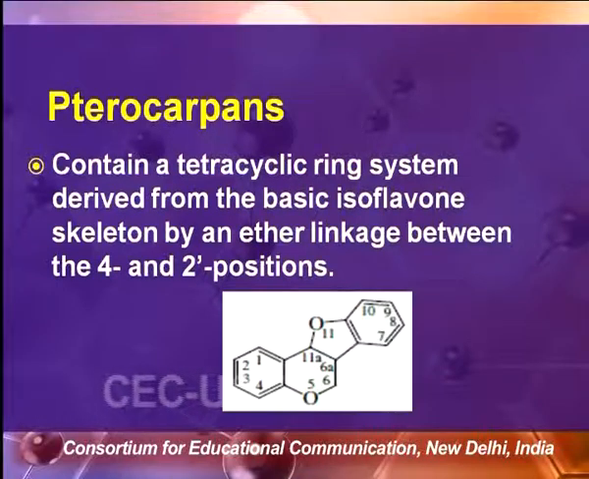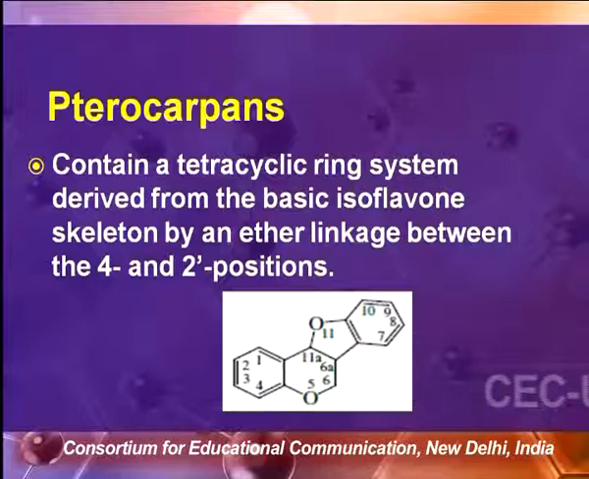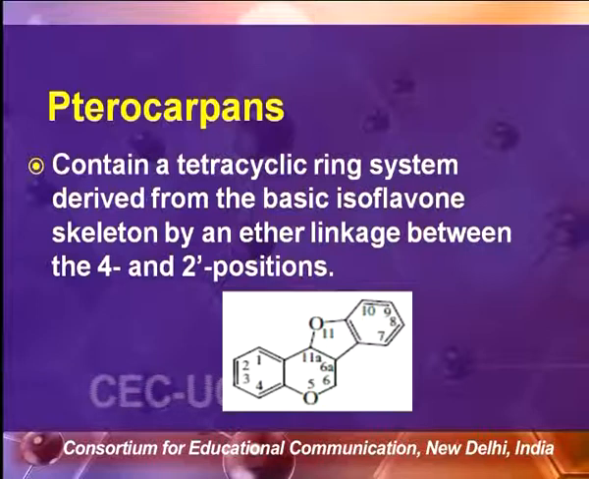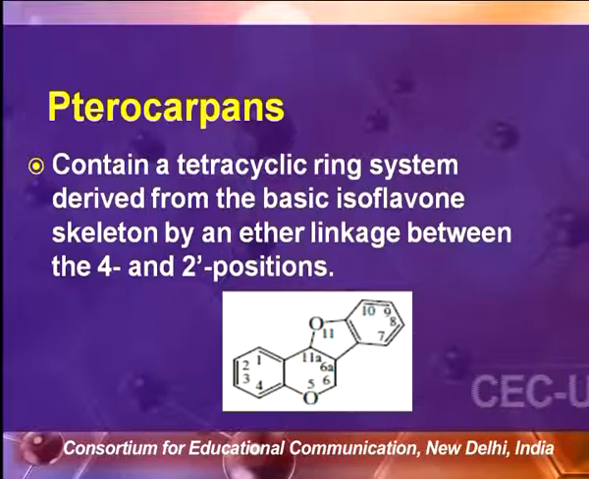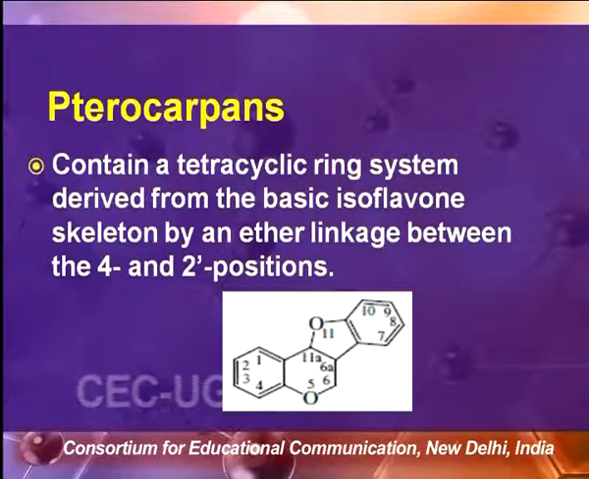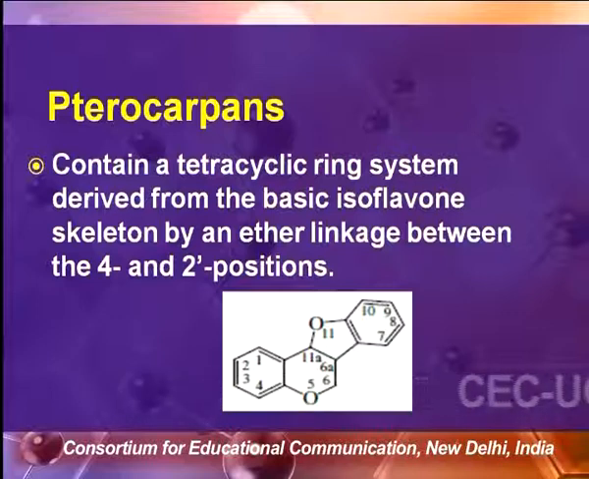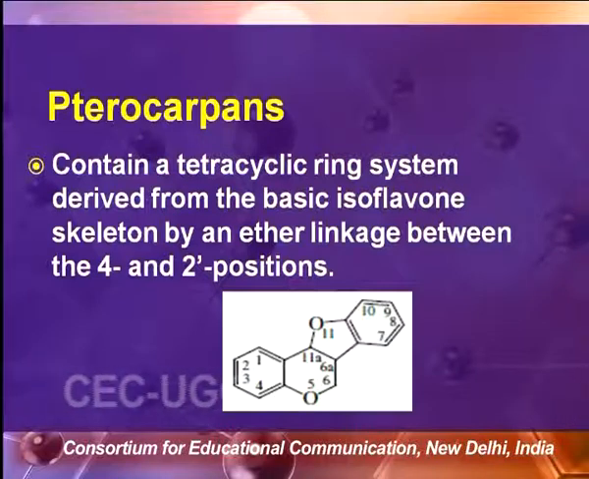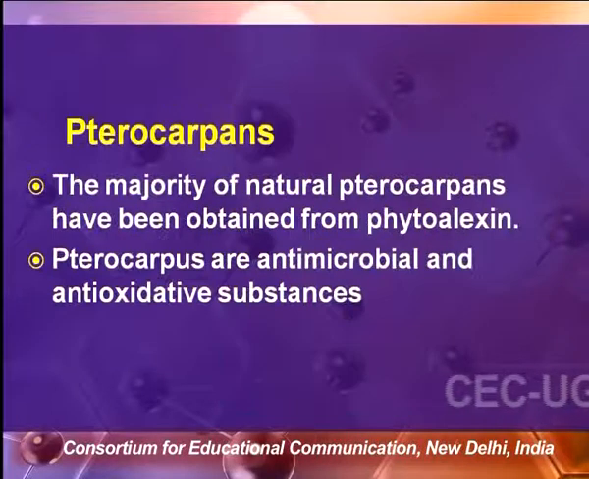Now, the next class of flavonoids is pterocarpans, and this is the last class of flavonoids. And pterocarpans have an altogether different type of structure, and they have a tetracyclic ring structure where they have 2 heterocyclic rings. One is 6-membered and the other is 5-membered. And the pterocarpan structure is derived from the basic isoflavone skeleton by an ether linkage between the 4 and the 2' position of the basic isoflavone nucleus.